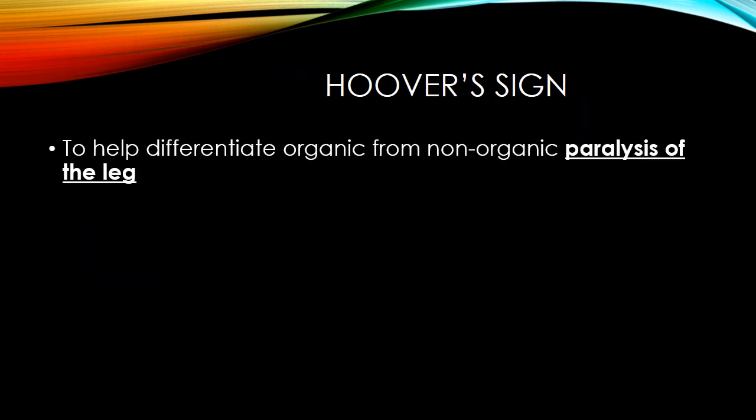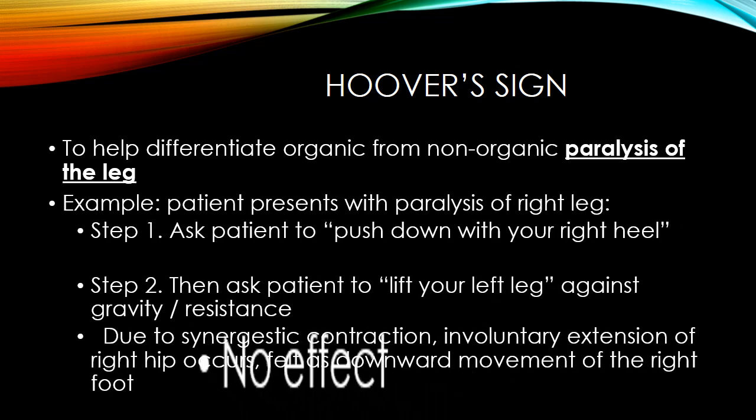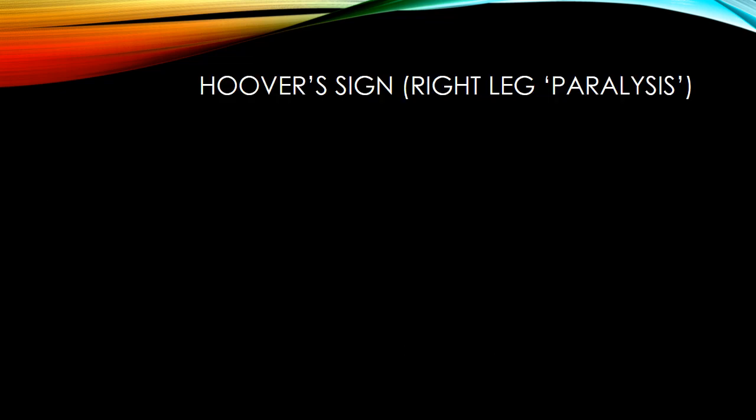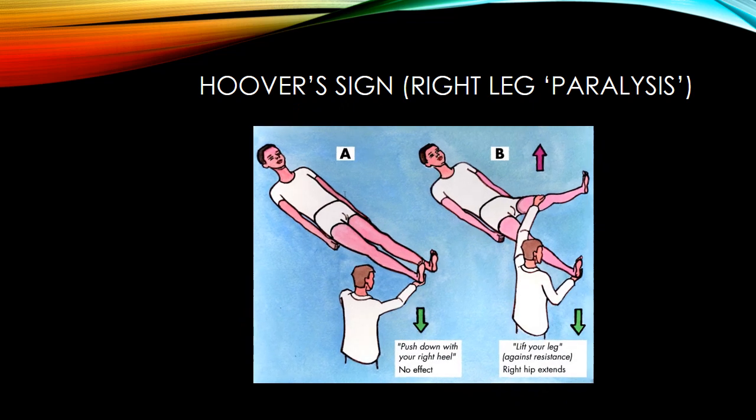Hoover's sign helps to differentiate organic from non-organic paralysis of the leg. For example, the patient presents with paralysis of the right leg. First, ask the patient to push down with their right heel, and there won't be any effect. Next, ask the patient to lift their left leg against resistance. Due to synergistic contraction, involuntary extension of the right hip occurs, which is felt as a downward movement of the right foot. This would happen in conversion disorders. Whereas if it is an organic paralysis, this downward movement of the right foot when the left leg is being lifted would not happen. So this is the Hoover's sign. If you want, you can pause and spend some time going through this slide.